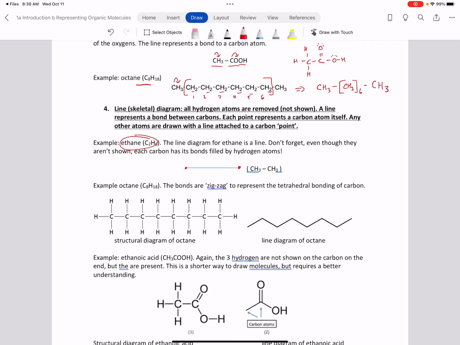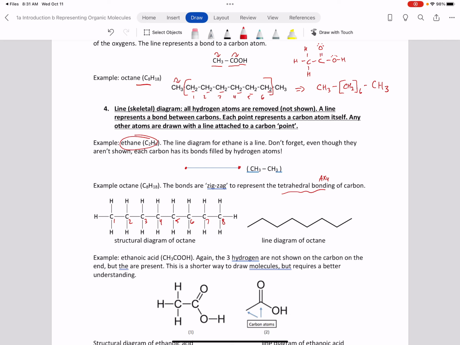For something like octane, because there are 8 carbons, we can number these here. 1, 2, 3, 4, 5, 6, 7, 8. What we're going to do is zigzag, and we zigzag this because of the tetrahedral pattern. Each carbon is actually AX4 in this molecule, so the zigzag represents its true bonding pattern.